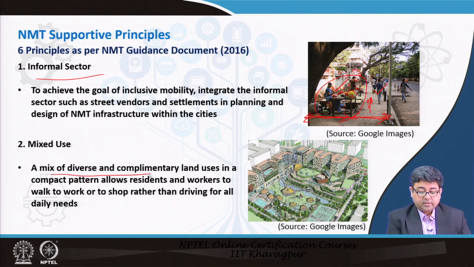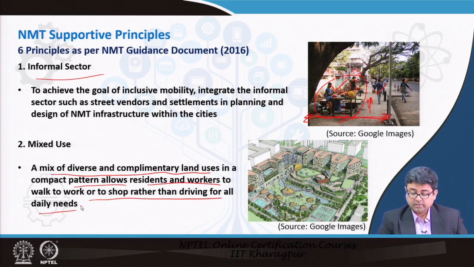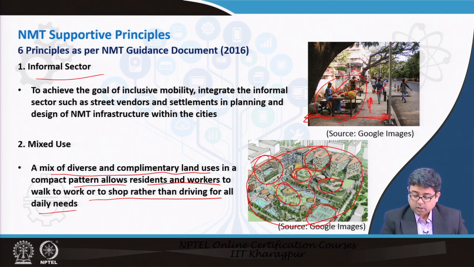Mixed use, a diverse mix of complementary land uses in compact pattern allows residents and workers to walk to work or shop rather than driving for all of their needs, right? If you have a park here, you have your residences here, you have your offices here, you have an open plaza with lots of restaurants here, you have a sporting tennis court here. So all of this is a complete mixed use area. So if you have such areas, whoever lives here will just walk to the restaurant here, or walk to the tennis court here, or just walk to work from home. So all of this will be within walking distance, as this encourages NMT usage.